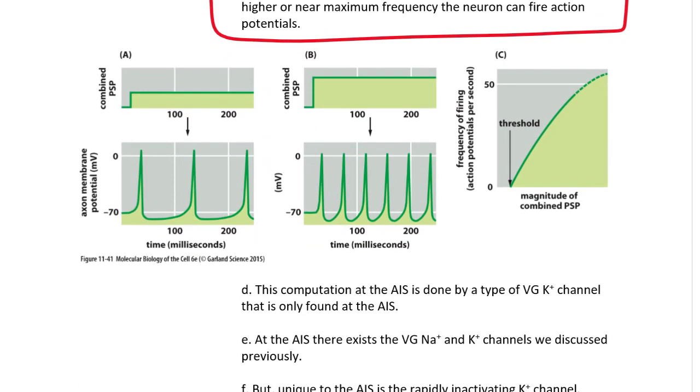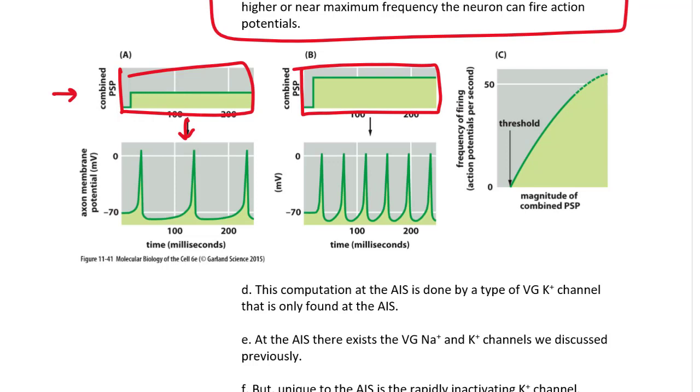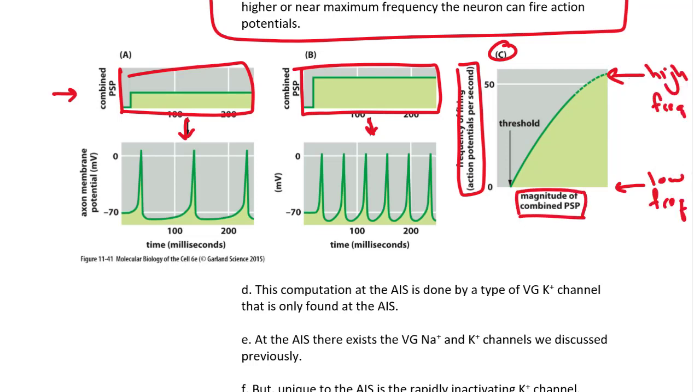And that is what's being shown here. For example, you have the combined PSP being shown here. You have it relatively lower in this picture, and you get an action potential frequency that looks like this. Whereas if the combined PSP is higher, then you get a higher frequency action potential. And what this graph right here in C is showing is the frequency of action potential firing. Okay? So here is the highest frequency being fired, right? And here is the lowest. So high, low, and the x-axis, the magnitude of the combined PSP.